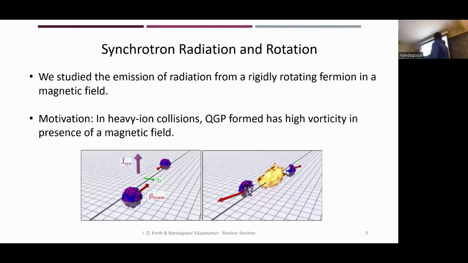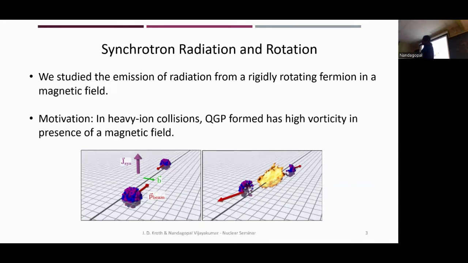Now, coming to our work, we studied the synchrotron emission from a charged fermion which is undergoing rotation, placed in a magnetic field. Now, the magnetic field itself imposes a rotation on the charged particle, but here we're imposing an independent rigid rotation on the fermion.